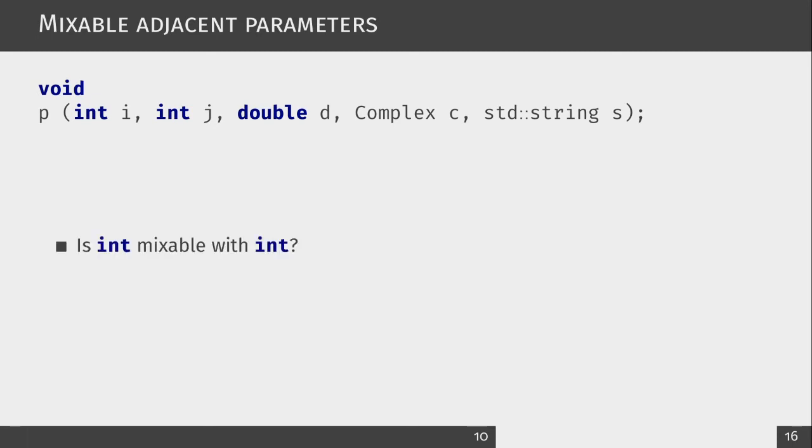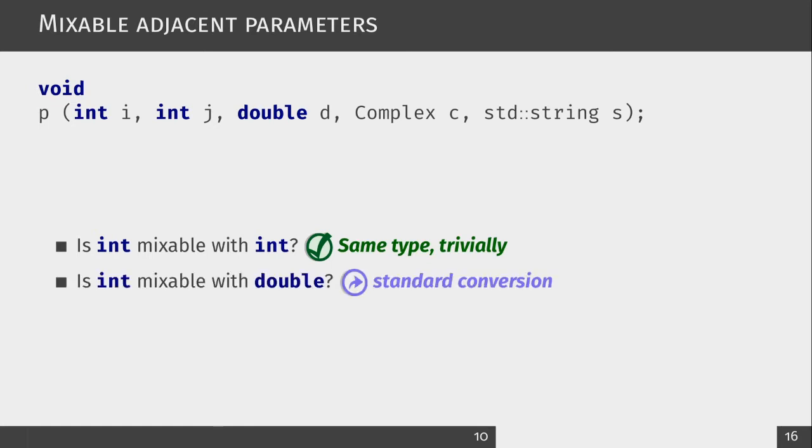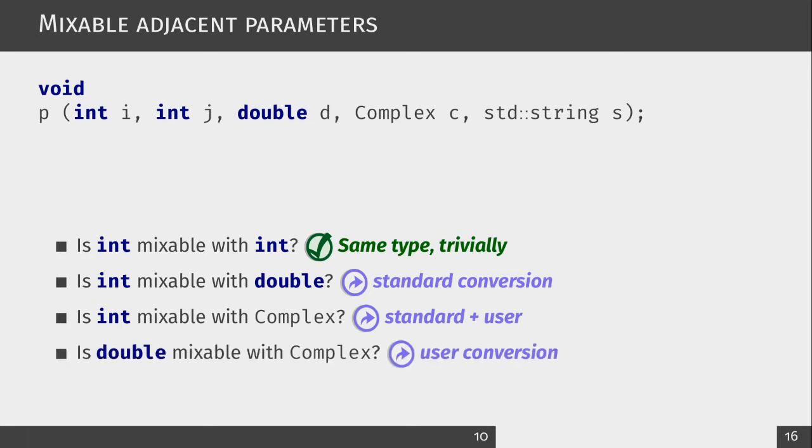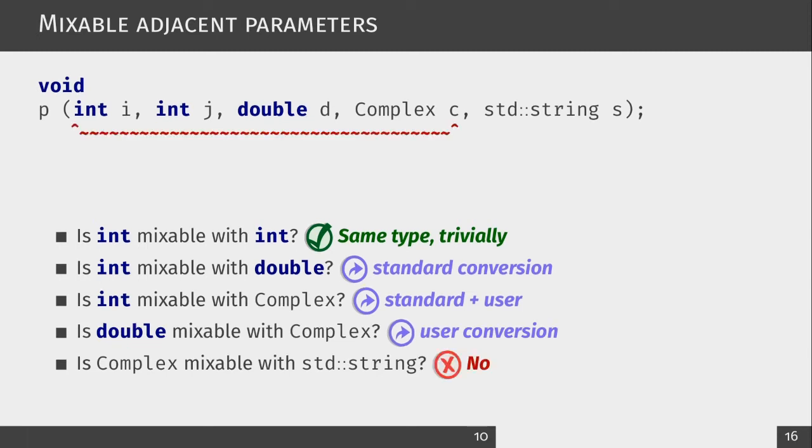The first 2 parameters, both being the same type, are trivially mixable. An intended double, as explained earlier, can be converted between one another through a standard conversion. We have explained the path incorporating user-defined converting functions in the case of mixing int and complex. Doubles can be mixed with complex numbers purely through user-defined conversion. Finally, between complex numbers and standard strings there's, hopefully, no conversion. Thus, a mixable adjacent parameter range of length 4 is constructed, as highlighted by the squigglies.